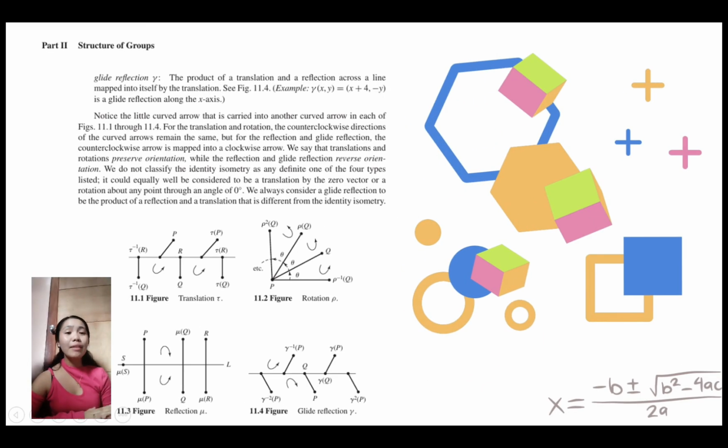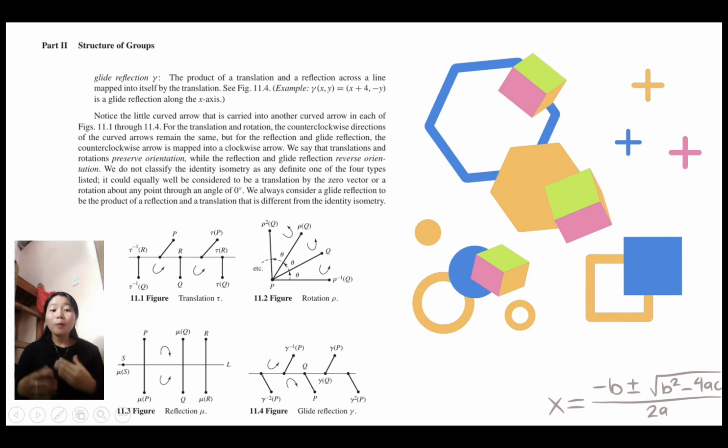So to wrap everything up, this slide summarizes all four types of plane isometries with examples. Translation moves the figure without rotating or flipping.